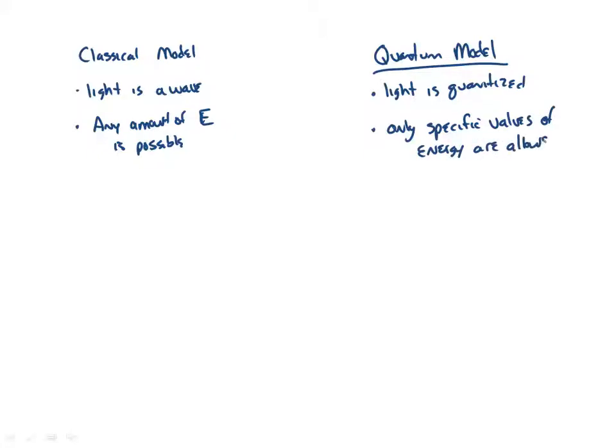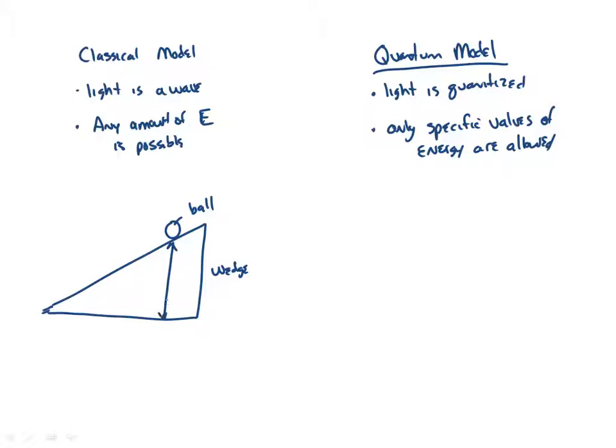And the easiest way I can think about this is simply drawing a diagram. So this is just a wedge, and here's a ball on it. Or you can think about it as a ramp. And if I take a look at it, the height of the ball can have any value, right? Yes, this is under classical. That's why I drew it under the classical part. And so the idea is that the ball can have any height.